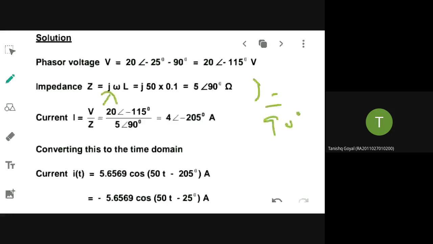For 1J, the angle will be 90 degrees. Minus J means minus 90 degrees, like a standard. So here how much J is given? Positive J. So what will be the angle? Plus 90 degrees. J parameter is there means angle is 90 degrees. Minus J means minus 90 degrees. So the angle representation is 90 degrees for the impedance.